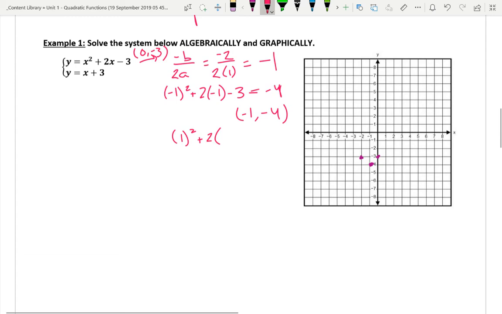Plus 2 times 1 minus 3 is equal to 0. I'm going to save you the work there. I'm not going to show you every calculation. If you don't believe me, you can double check it in your calculator. So we get a couple of extra points here.